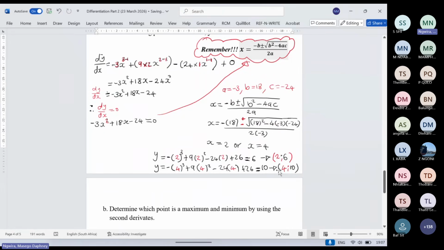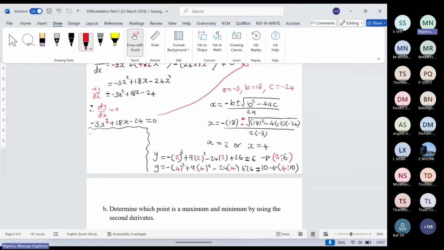The most important thing is to know that step number 1, when you're looking for the turning point, you find the derivative, you equate it to 0, solve for x, substitute your x into the original. That's what you must know. Step number 1, you derive. Let me just try to write it here.